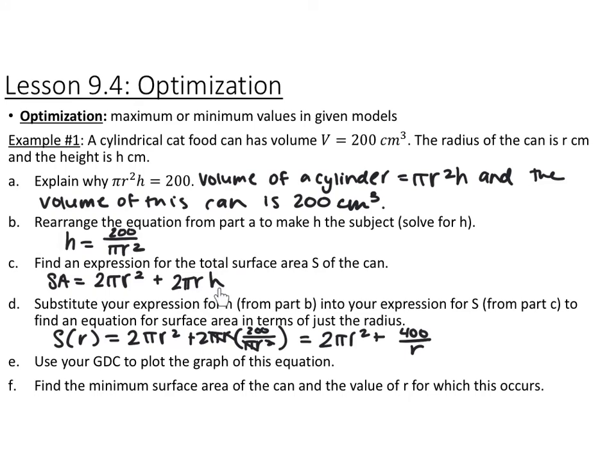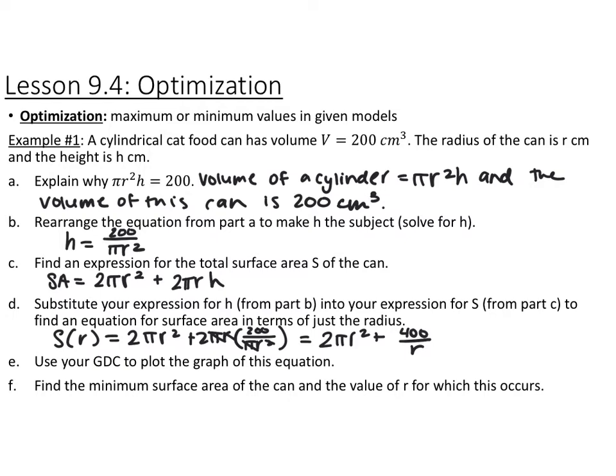So I replaced h in part C with the h that we found in part B, 200 over pi r squared. And I simplified, the pi's cancel each other out, and one of the r's cancels with the r in the 2 pi r. So you end up with the surface area in terms of just the radius is 2 pi r squared plus 400 over r.